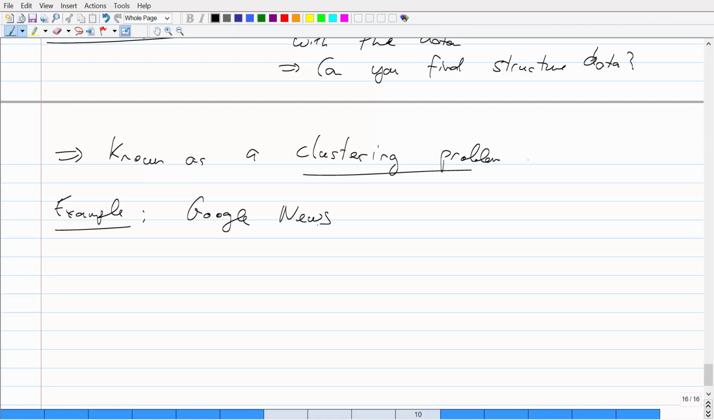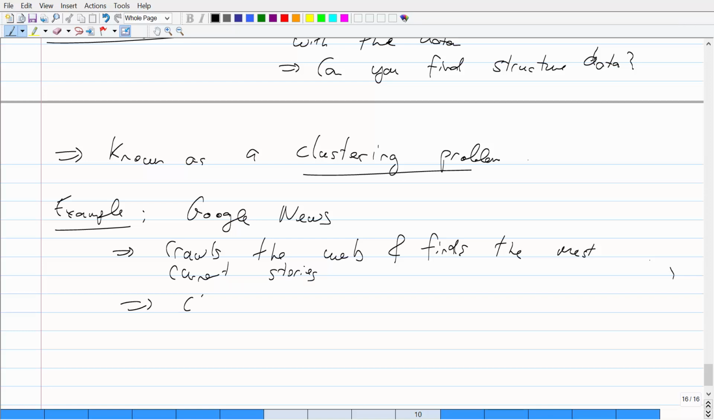Okay? So what Google News does is that it crawls the web. In nature, this is what they do. They crawl the web and find similar stories. Well, actually, it finds the most current stories. And what it does is that it clusters or groups similar stories together.